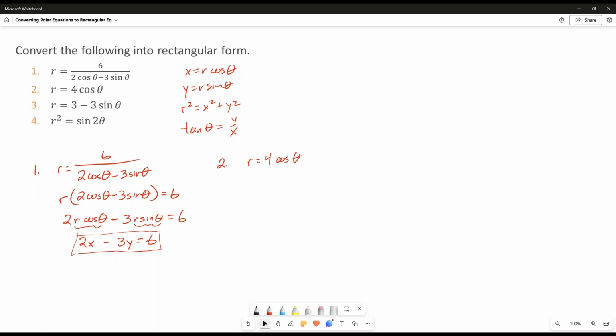Well, I can kind of take care of both of those needs at the same time, right? I need an extra r with the r by itself, and I need an extra r with the cosine.